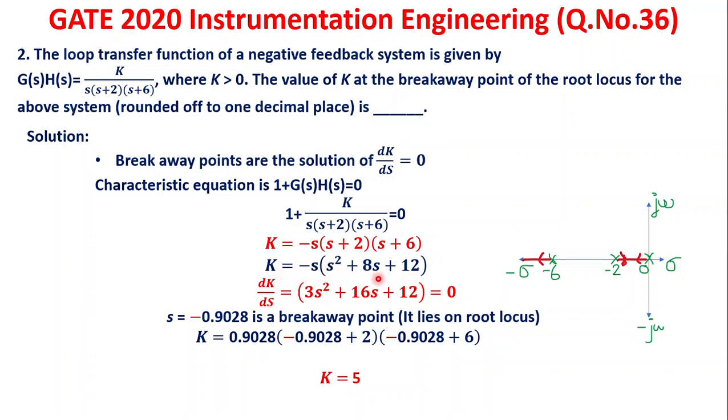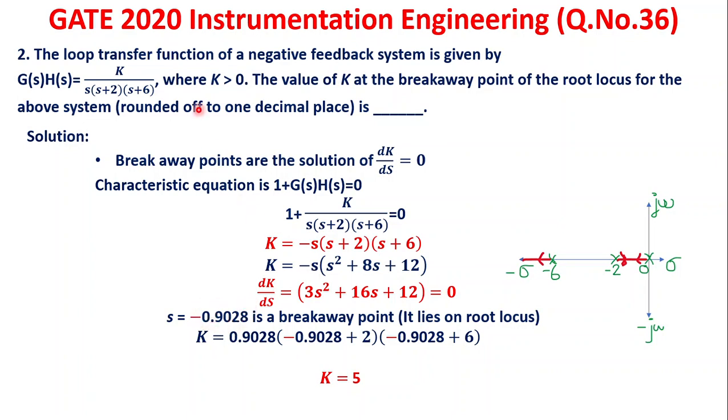So k equal to this, that is if you use the formula (x plus a) into (x plus b) equals x square plus (a plus b) into x plus ab. That. So differentiate this k expression with respect to s and equate to 0. So if we solve this, we will get two roots. Minus 0.9028 is a breakaway point.